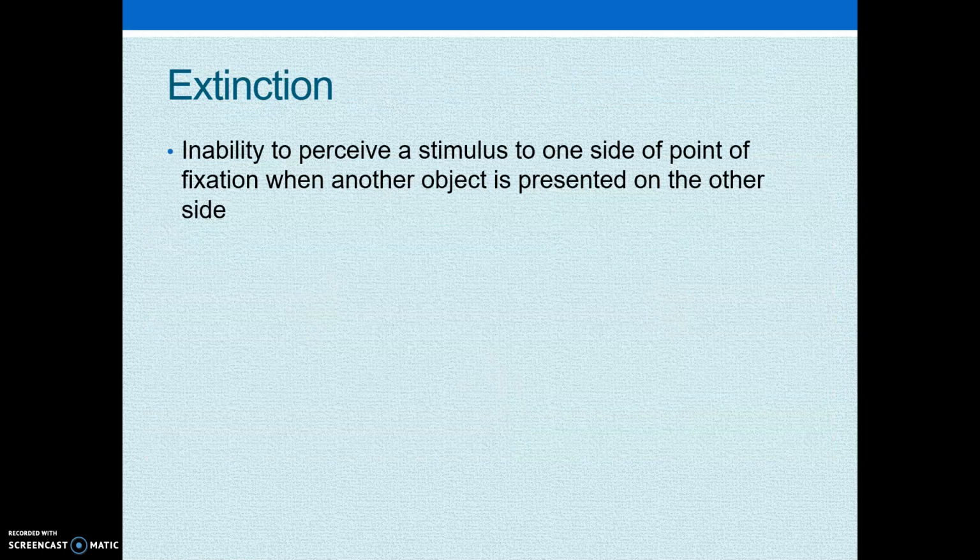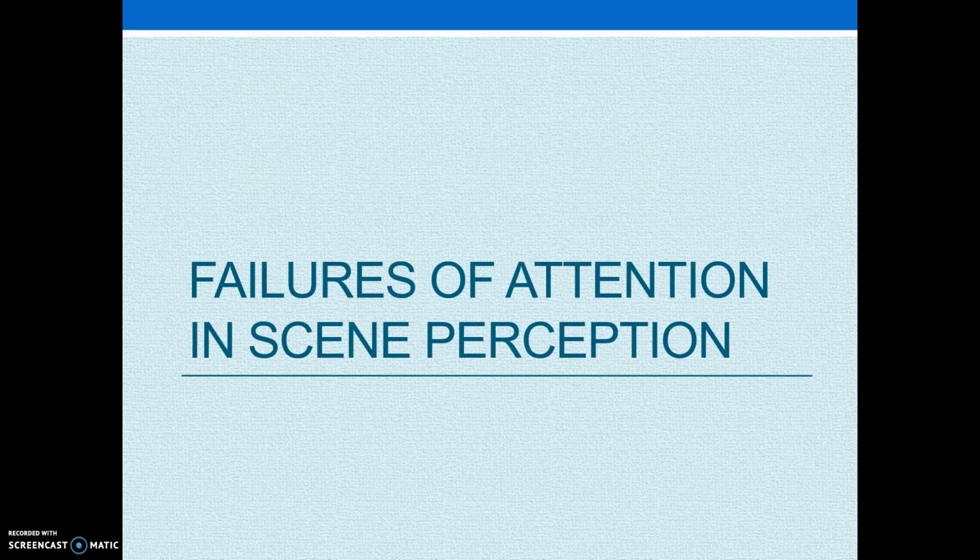Now, something that often appears with neglect is what is known as extinction. This is an inability to perceive a stimulus on one side of a point of fixation when I have another object presented on the other side. So if I have somebody responding to an item in the right, and I also have an item in the left, they're not going to be able to perceive that stimulus.